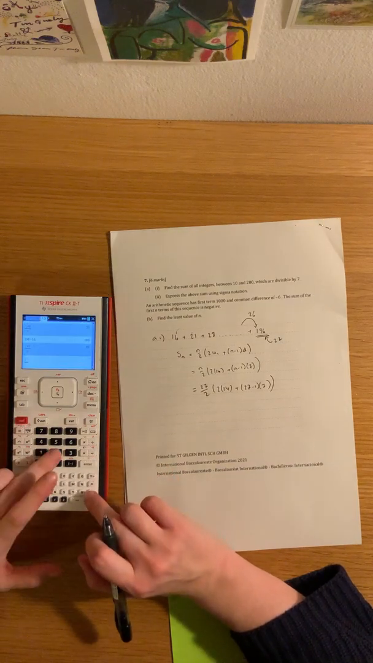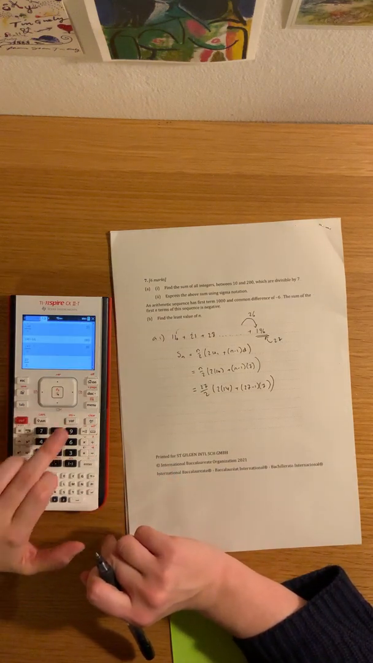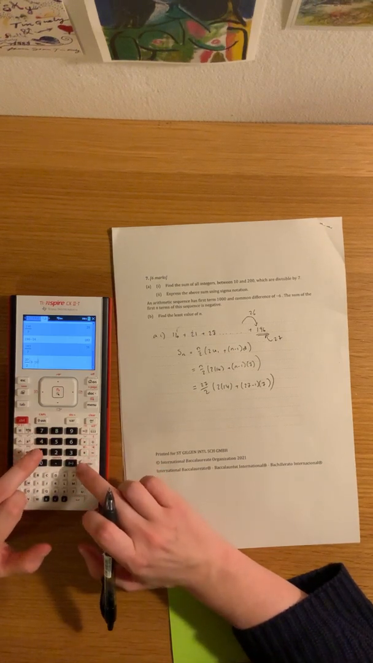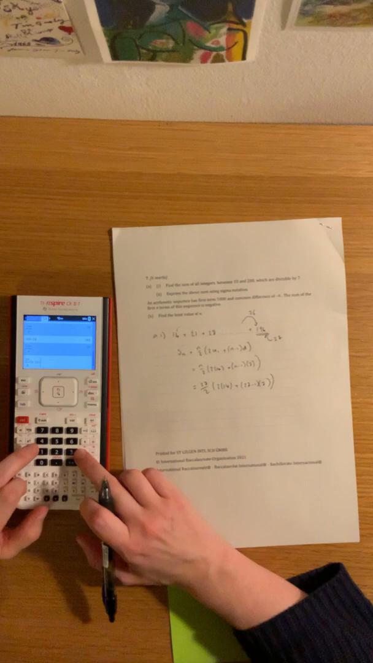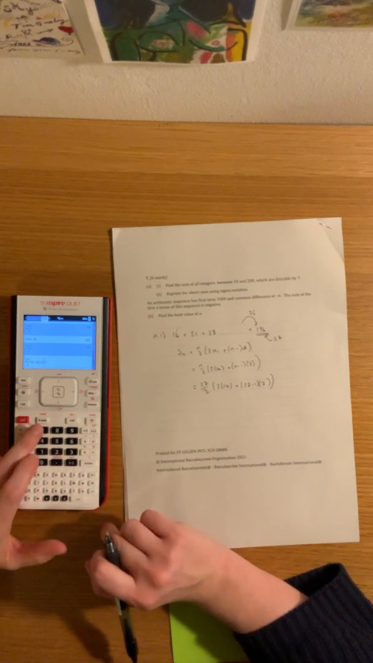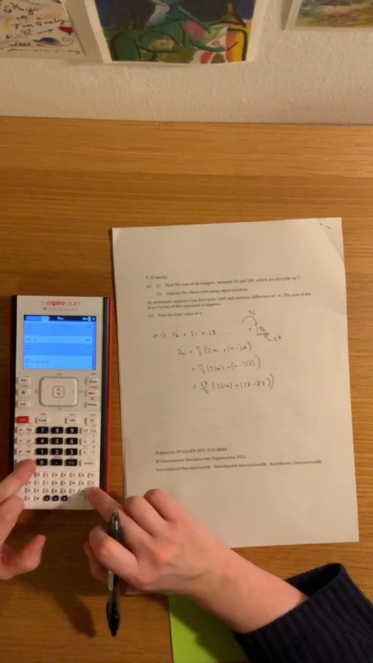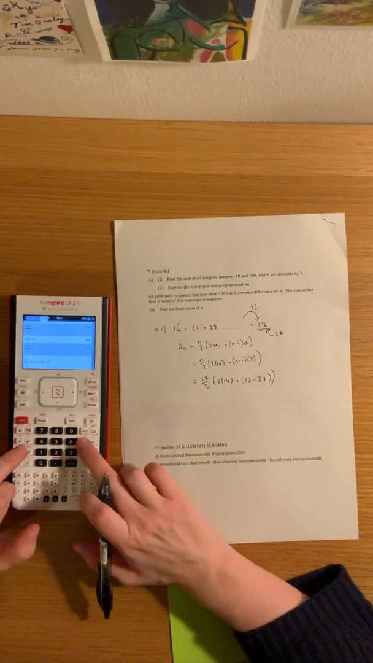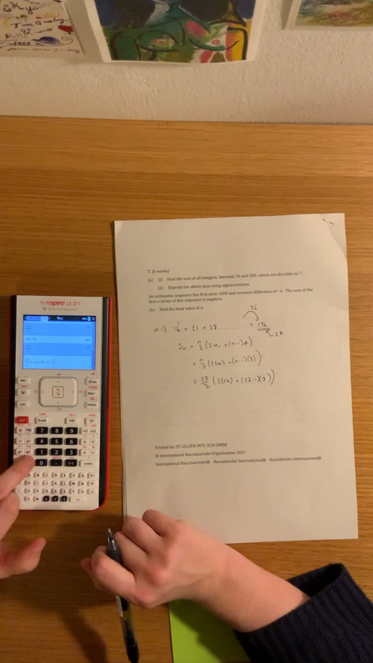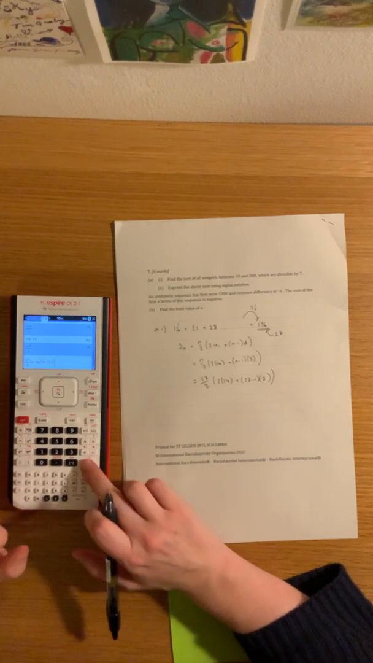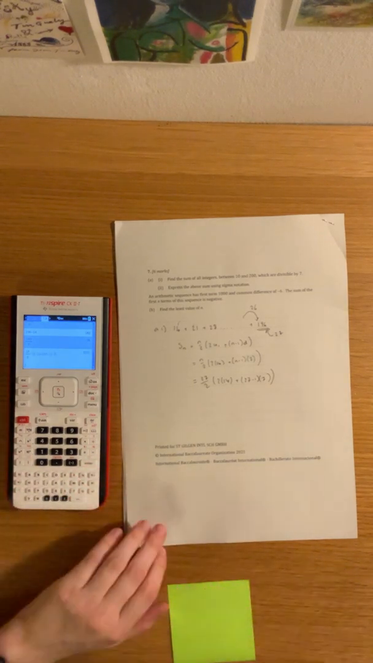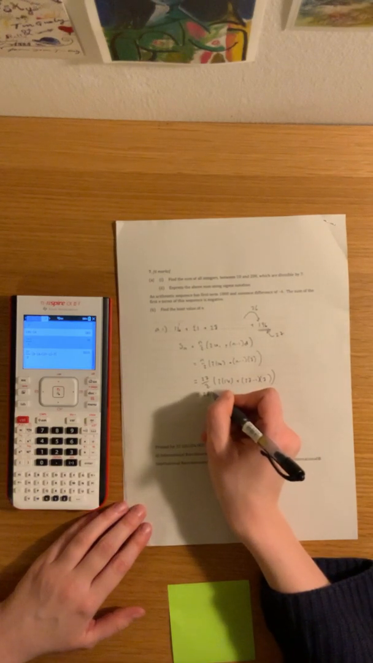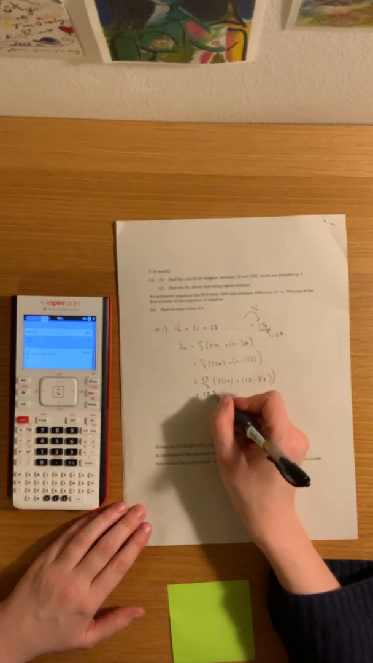So 27 over 2, open brackets, 2 times 14, plus 27 minus 1. Oh, I lost my 1. Times by 7, close brackets. Have I closed enough brackets? I think so. Yeah, there we go. So when I've added that all together, it's 2,835.